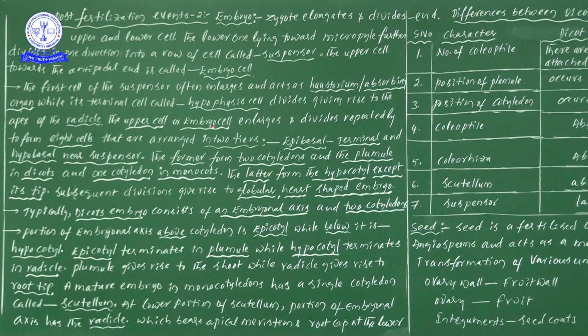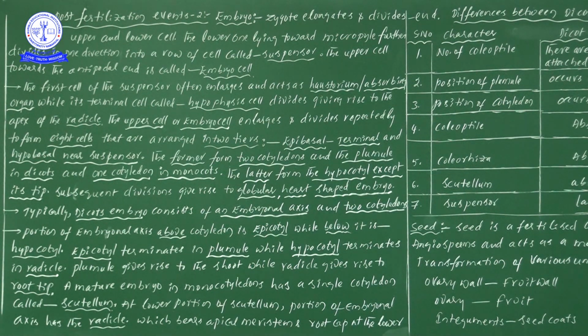Now the upper cell, or embryo cell, divides repeatedly and forms 8 cells. These 8 cells are divided into 2 tiers: one is the epibasal and the other is the hypobasal. The epibasal is involved in the development of the plumule and 2 cotyledons in the case of dicots, and in monocotyledons the epibasal forms 1 cotyledon. The hypobasal forms the hypocotyl region except its tip.